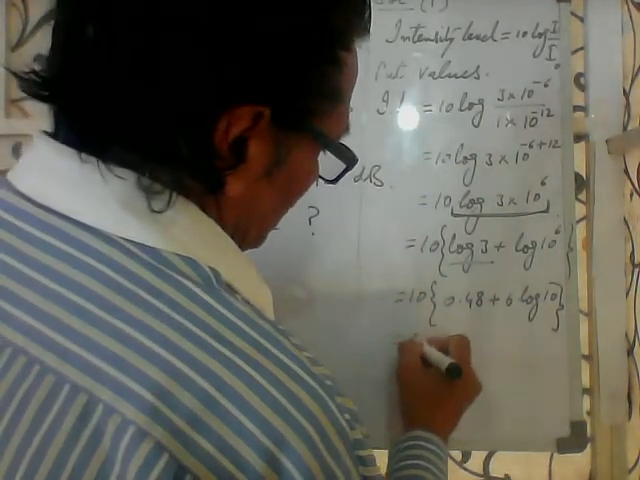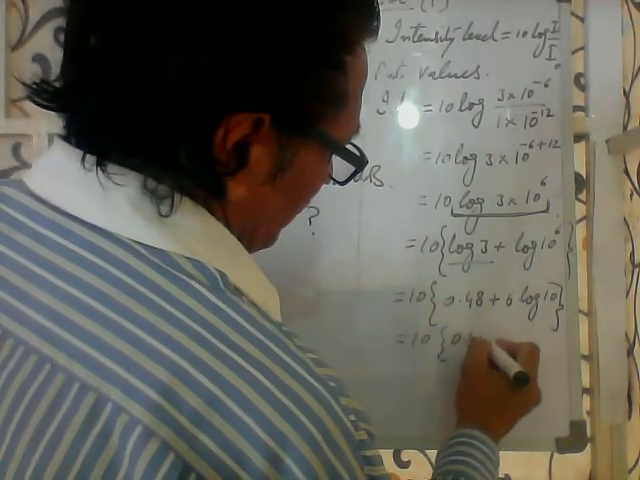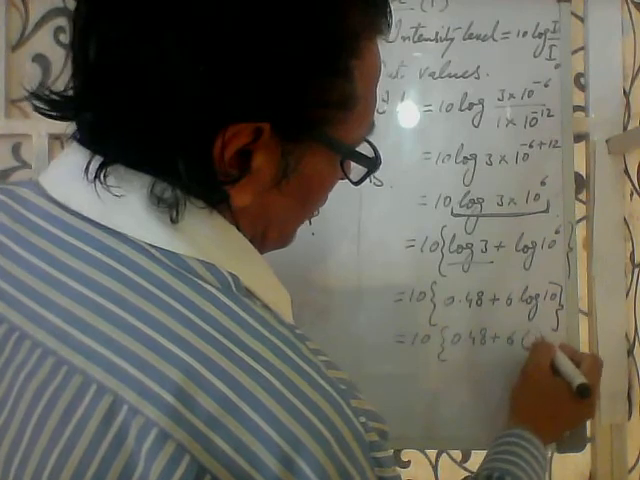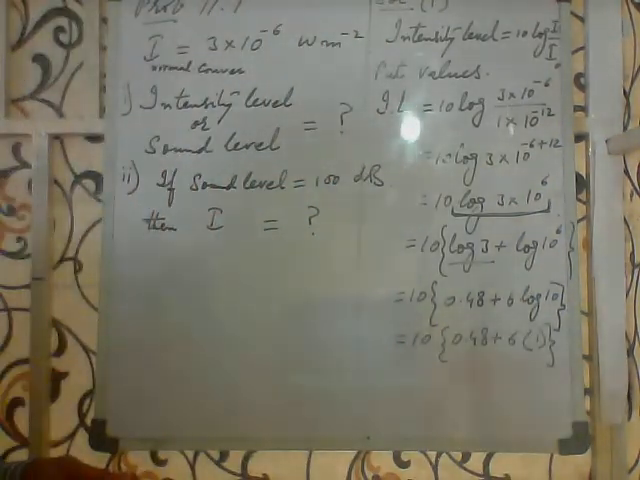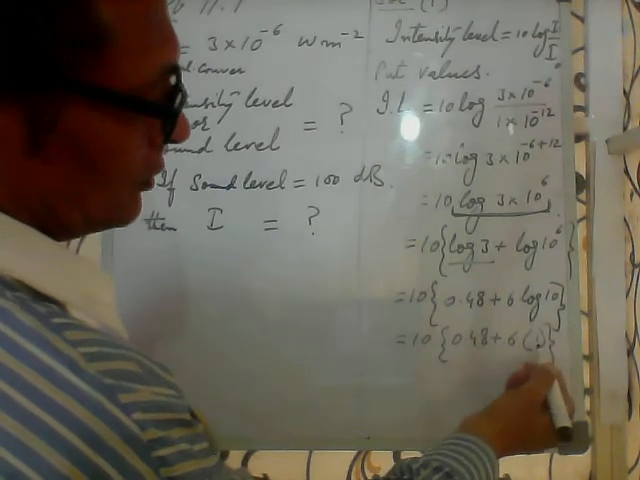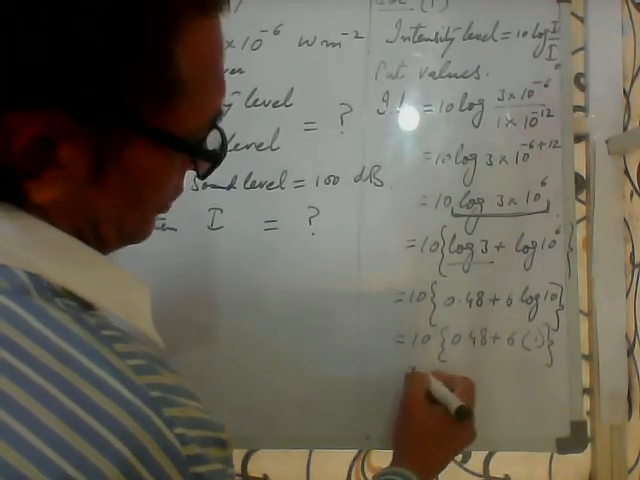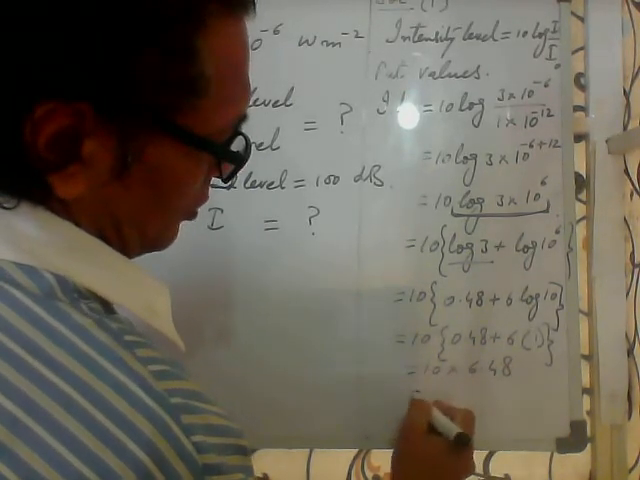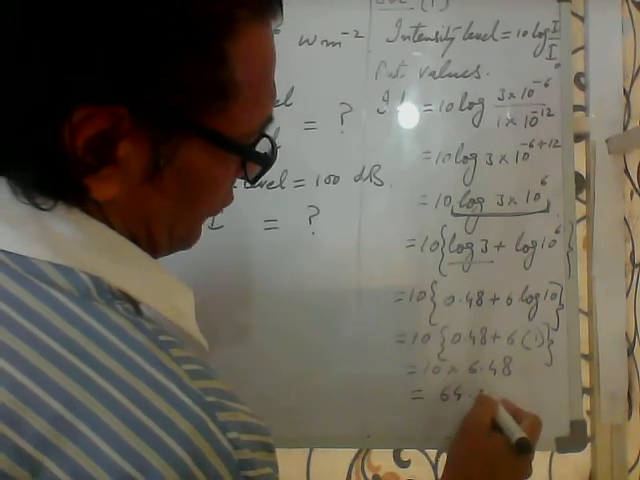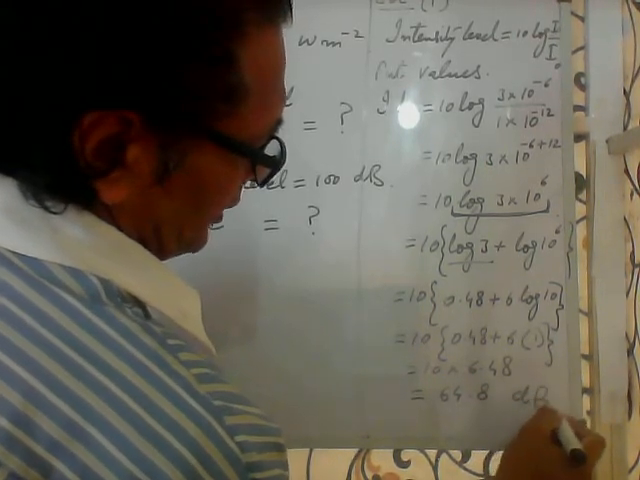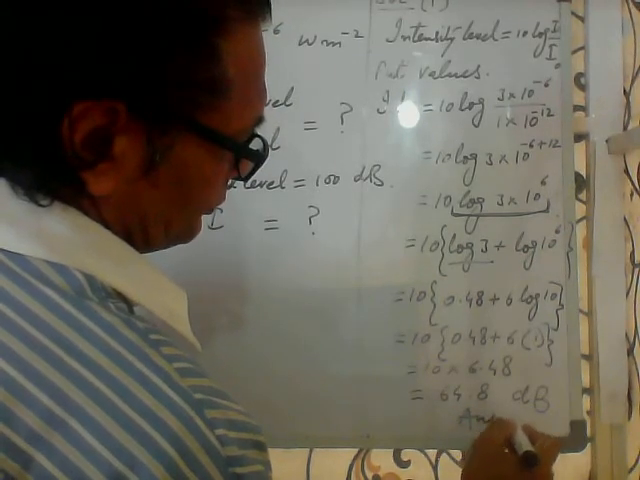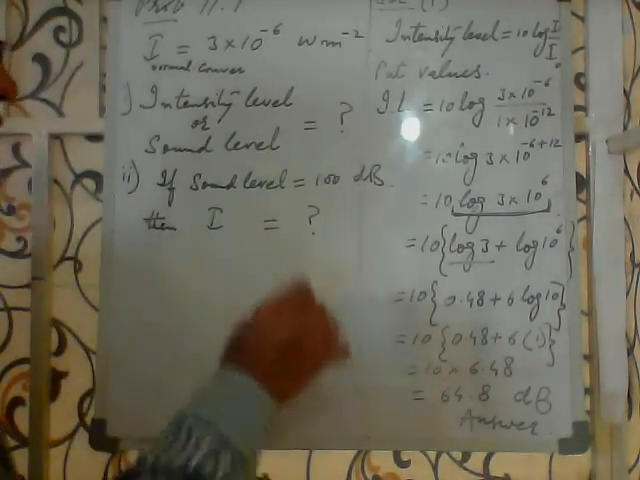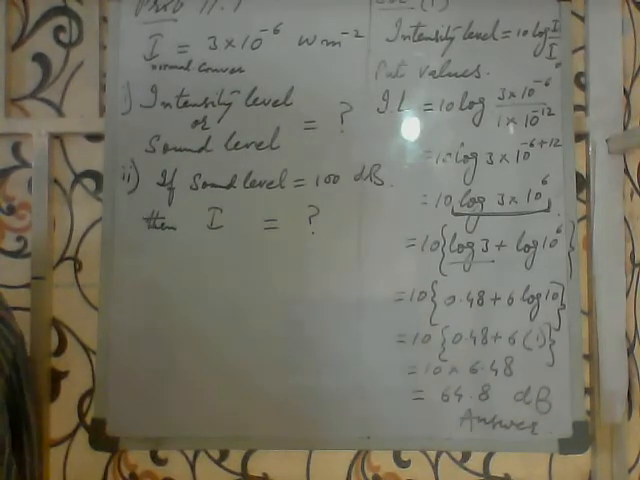So you write is equal to 10 into 0.48 plus 6 into log of 10 is 1. Now what? 6 ones are 6, add in it, you get 10 into 6.48, and so multiply it, you will get 64.8 decibel answer. So it is the sound level or intensity level.